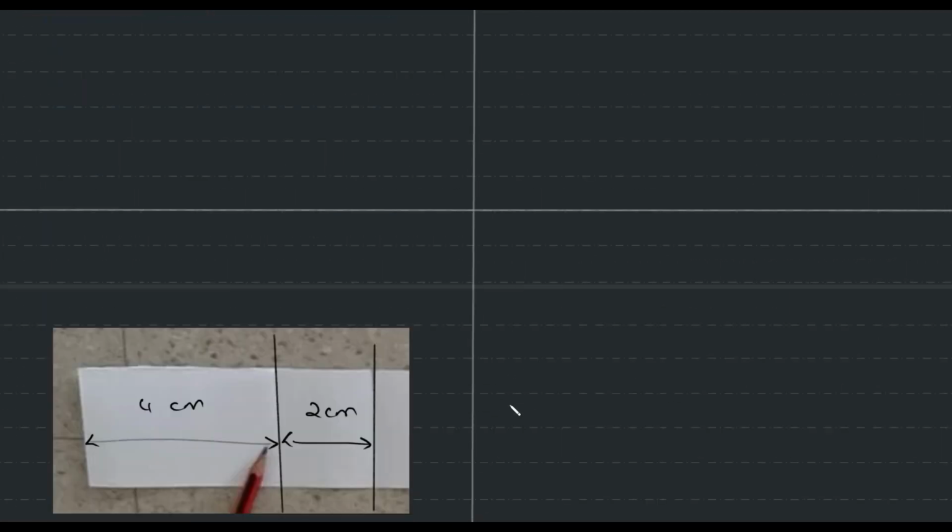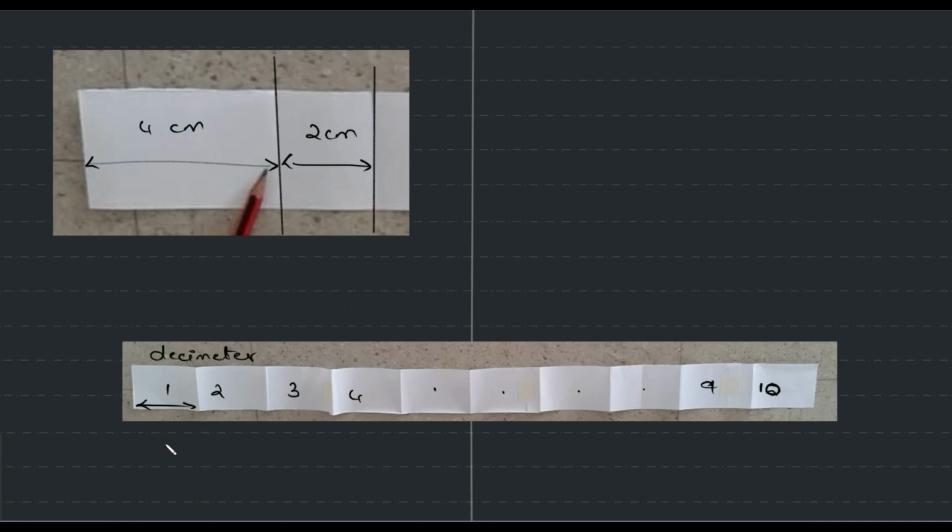So we have here 1 decimeter. This is 1 by 10th of a meter, because I took a meter long paper and folded it into 10 equal parts. So this has to be 1 by 10th of a meter. This is equal to 10 centimeter or 1 decimeter. Again, these are just names, we just need to know this.